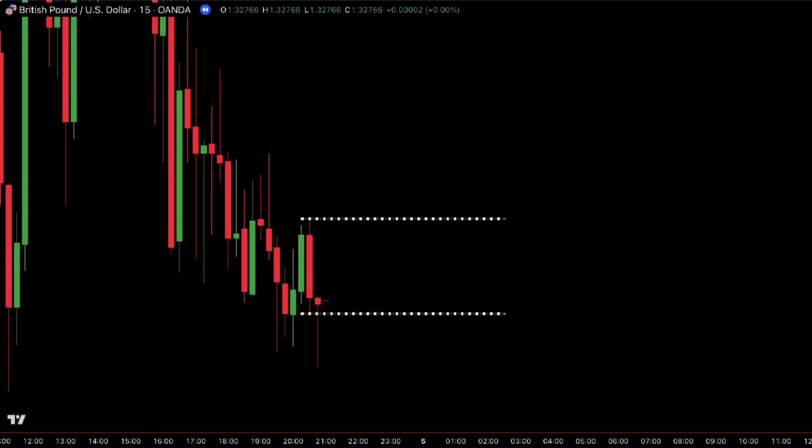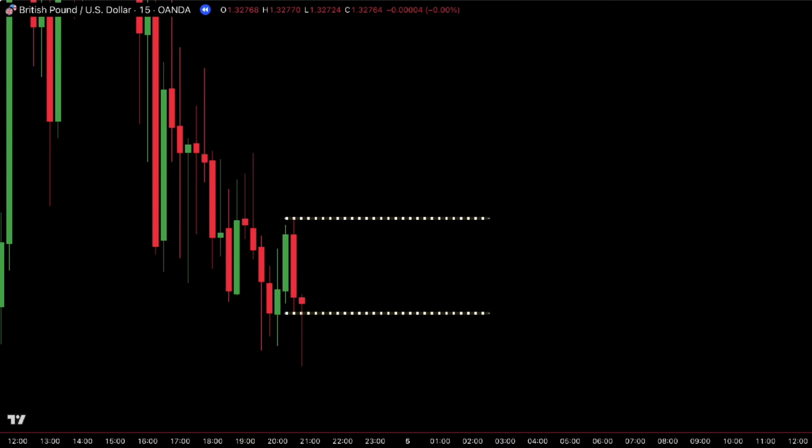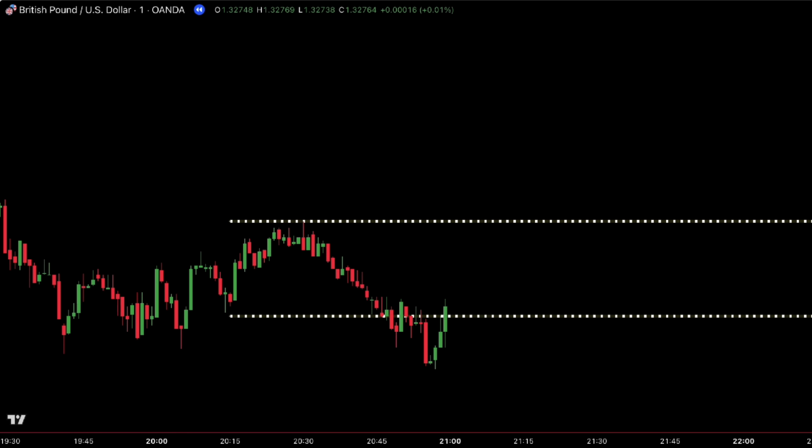Price breaks below the support, the swing low, but instead of continuing lower, it closes back inside the range. That right there is a sell-side liquidity sweep. What does it mean? It means smart money just grabbed liquidity from traders who went short on the breakout. And once that liquidity is collected, the market is more likely to push higher, at least to retest the resistance at the swing high.